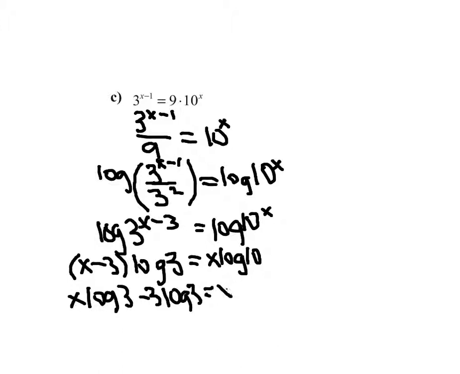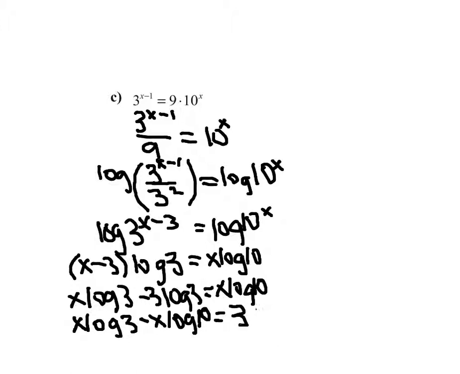equals x log 10. So now, since by the end we want to get x by itself, we're going to put this log over to this side so we have all the x's together, and move this one to this side. So this stays here, x log 3. Moving this over, it's going to be minus x log 10 equals, now we're going to move this over here, so it's going to become positive 3 log 3.